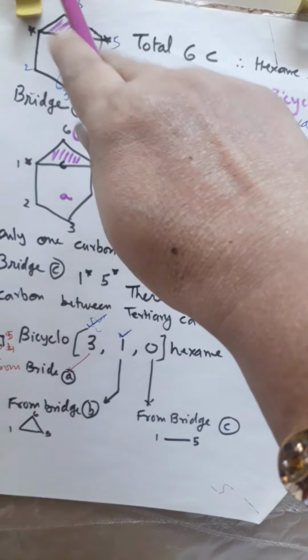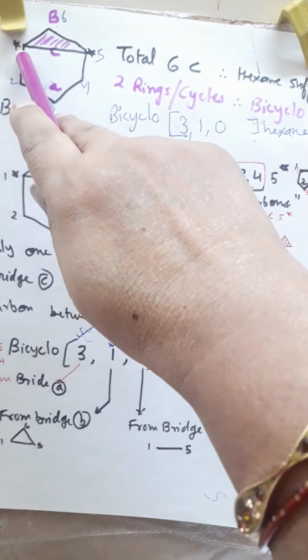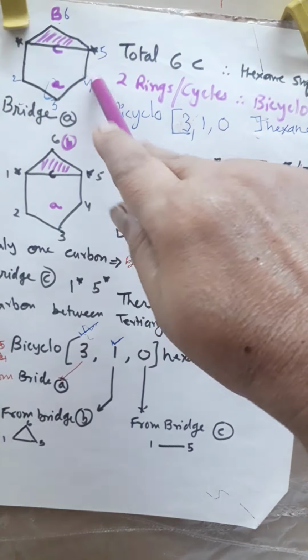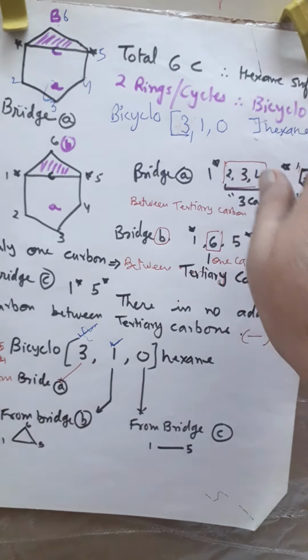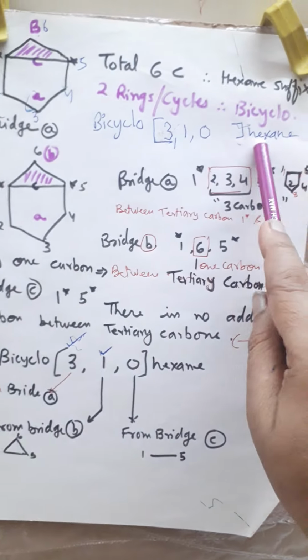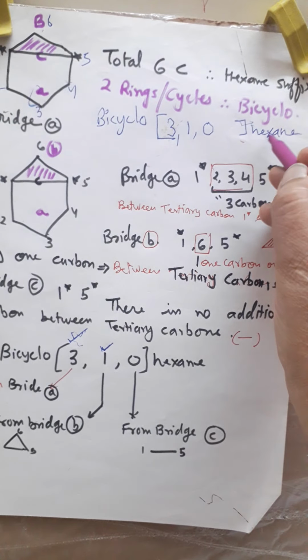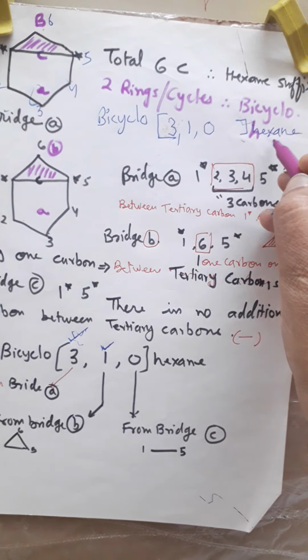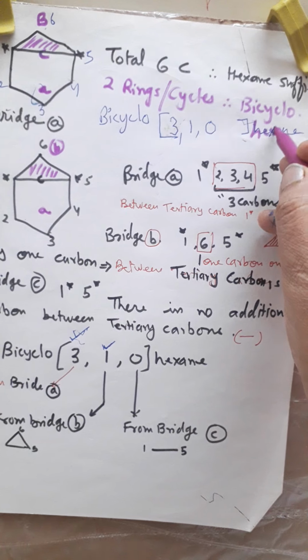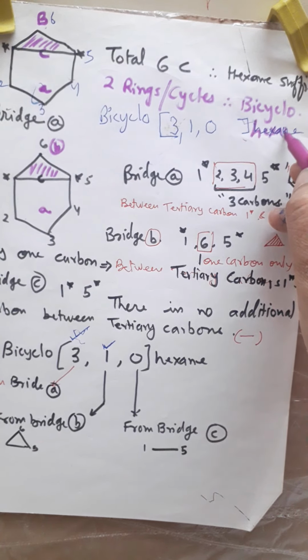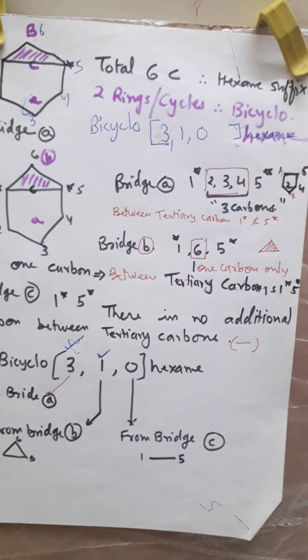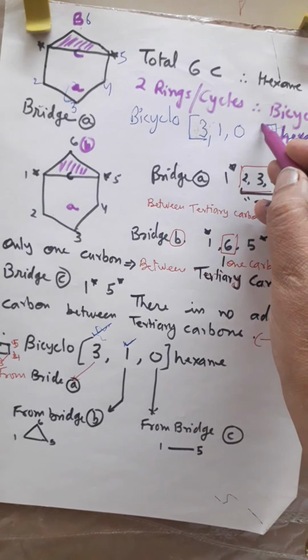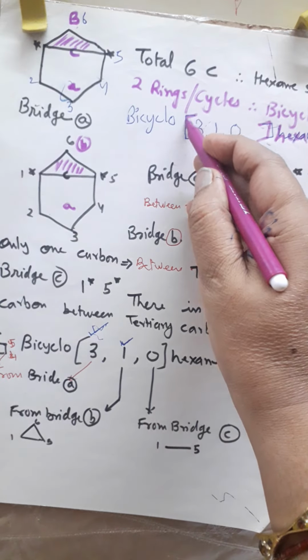So how many total carbons are here? We will count this carbon also. So this is 1, 2, 3, 4, 5, 6. Clear? Now total carbon how many? 6. So I have given the name hexane. Yeah, I am writing here hexane, because from blue it is very light, so I am doing it like this. Hexane.